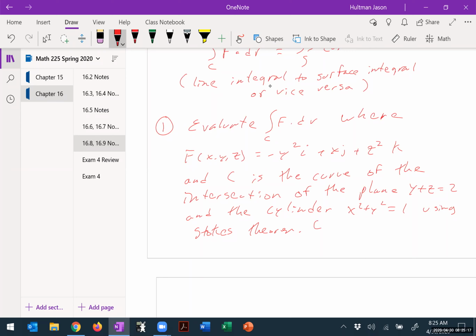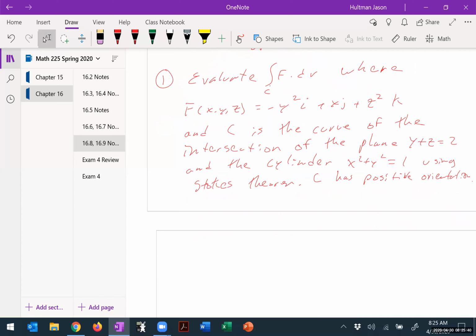And we can say that C has positive orientation. So we want to evaluate this line integral using Stokes' theorem. Okay, so let's do that.